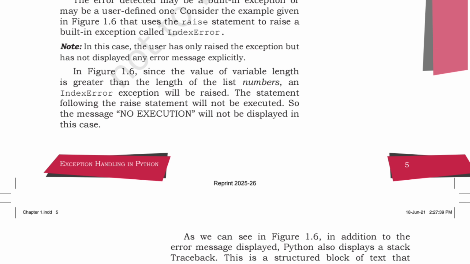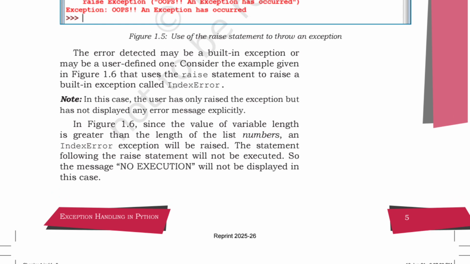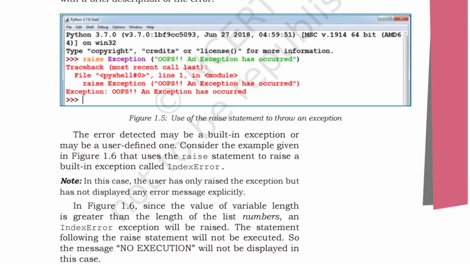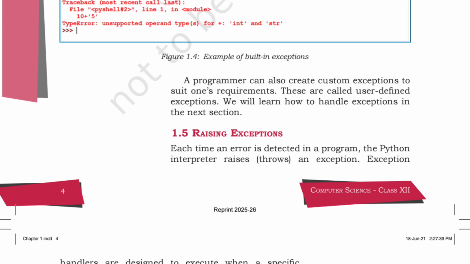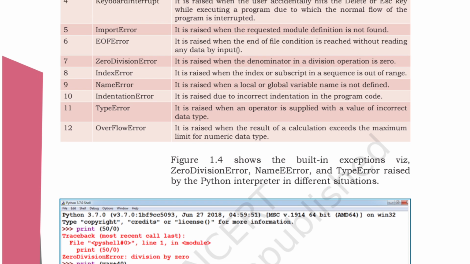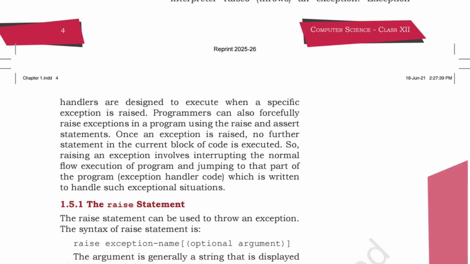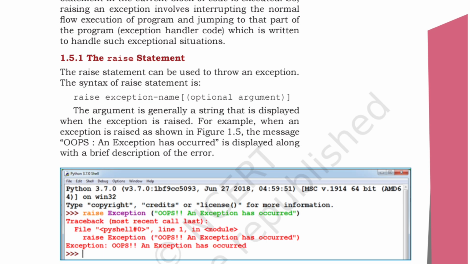So the message "no execution" will not be displayed in this case. The index error will occur. Index error, what is index error? We already saw what an index error is: the index or subscript in the sequence is out of range. At that time this raise statement will not execute.